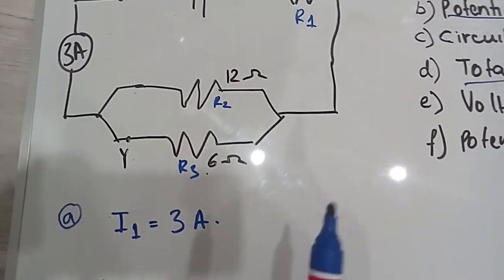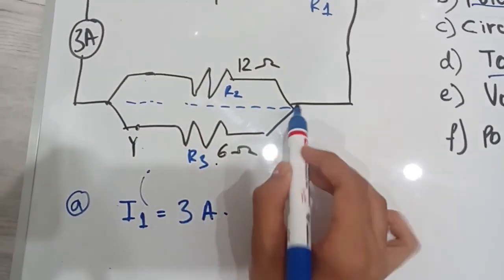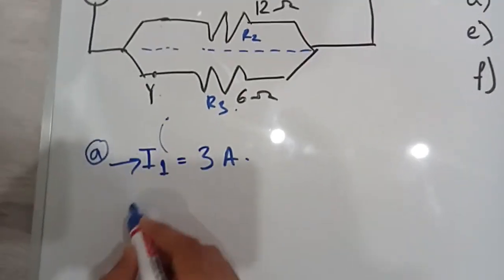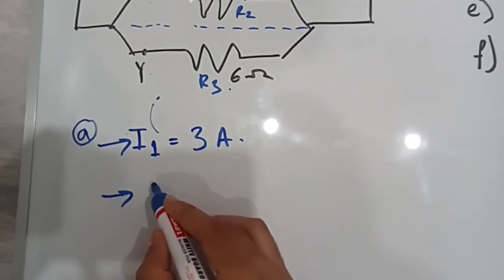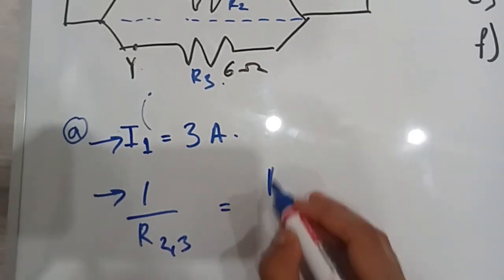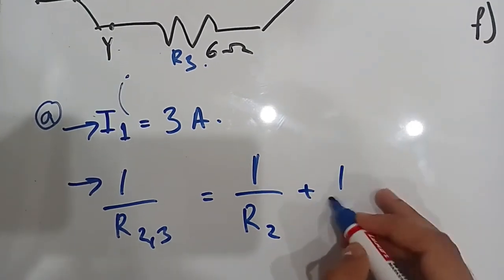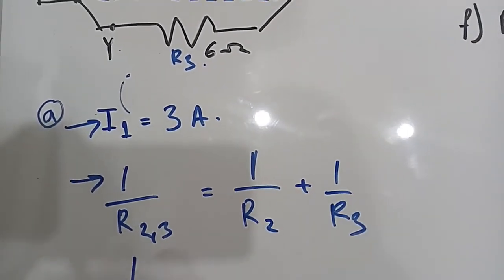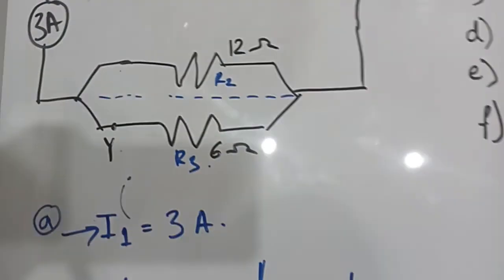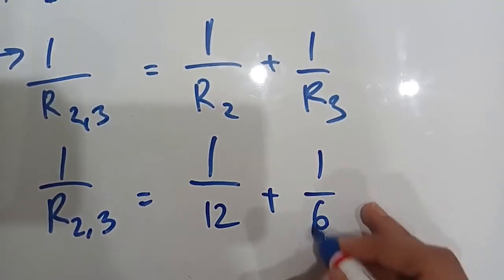Okay, so this is a cool trick. Remember this. First of all, what you do is you combine these two resistors into one. So if I were to combine these two resistors, what would I do? 1 over R2,3 equals 1 over R2 plus 1 over R3. Now 1 over R2,3 equals 1 over 12 plus 1 over 6.